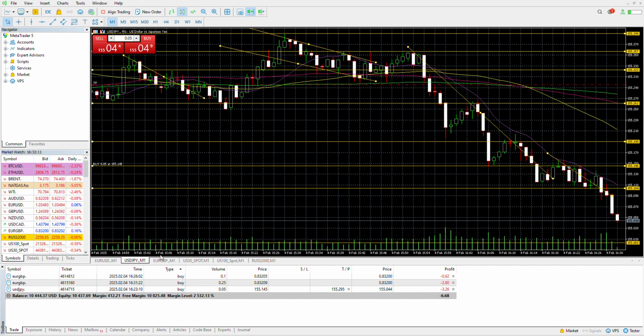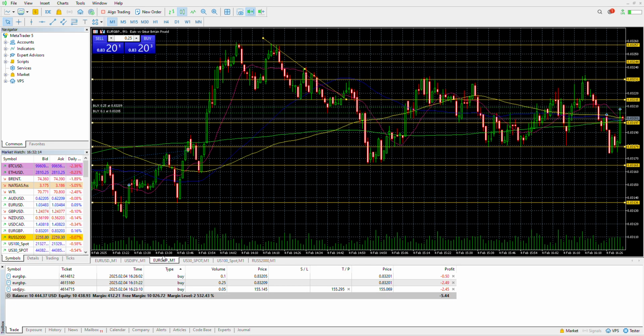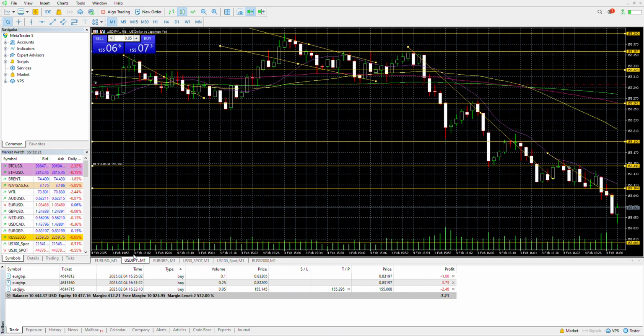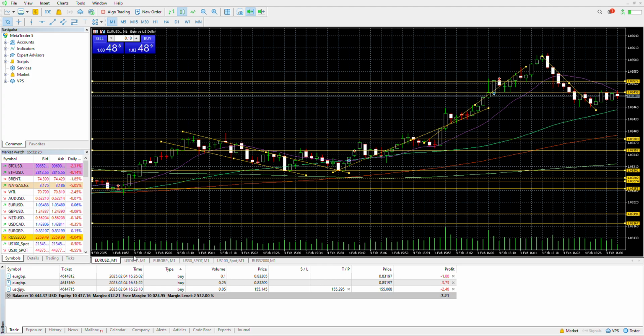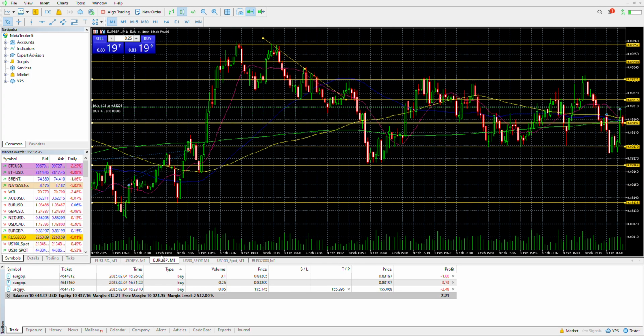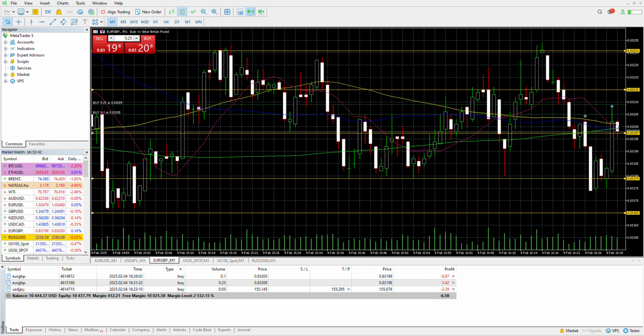Now that is going the wrong direction. What's going the wrong direction? Okay, maybe this will make it up. Hopefully. That's a quarter lot right there. That's why there's a $4 loss. If that thing goes up to here, it would be great.